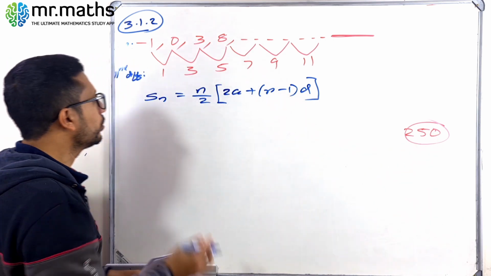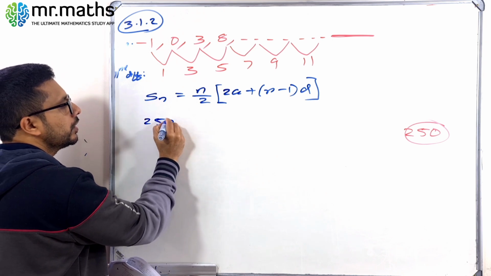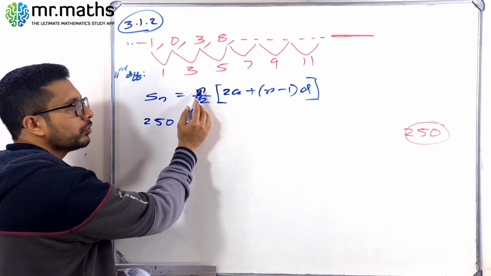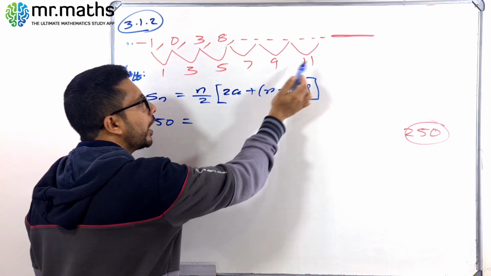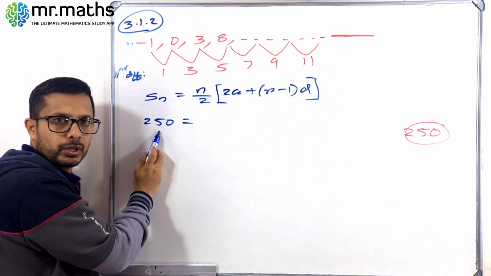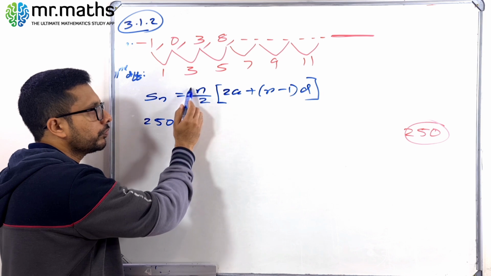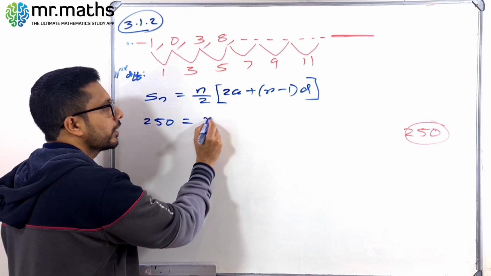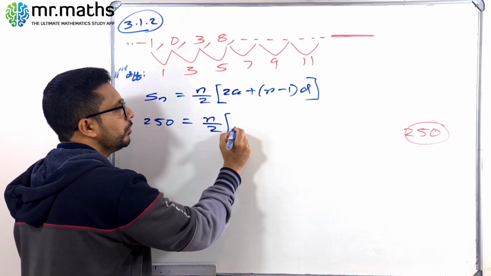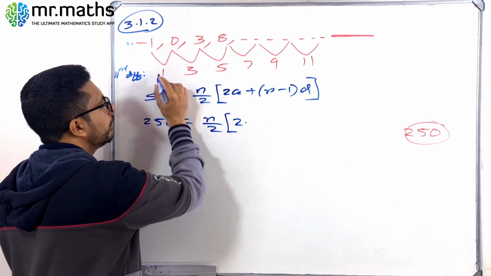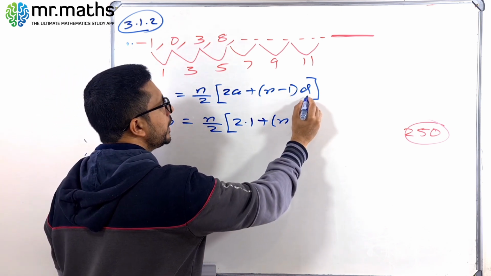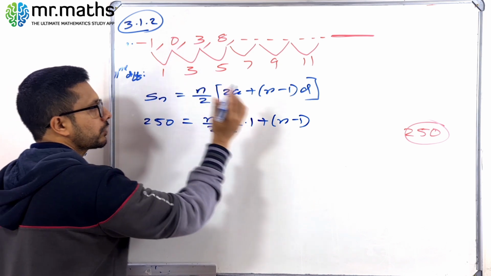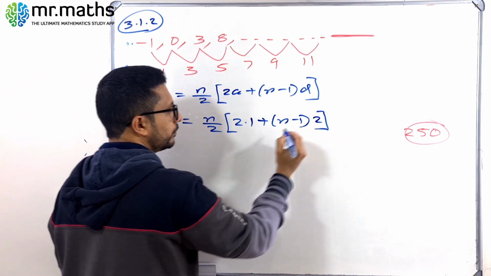250. Okay. So 250 is equal to... we have to find how many terms I have to add so that I will get 250. That means we have to find the value of n. So leave n as it is: n over 2 into 2 into the first term plus n minus 1 into d. What is the common difference? 3 minus 1, it is 2.